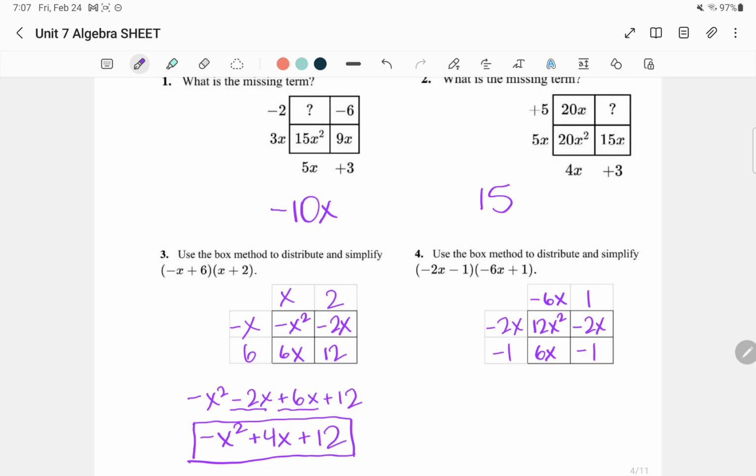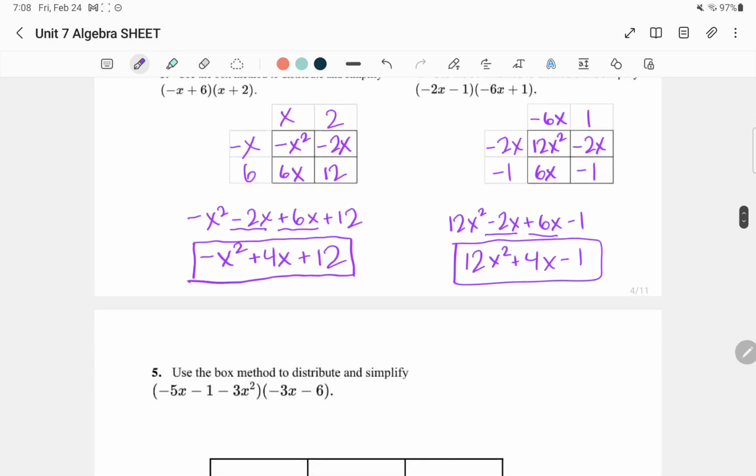So I just multiplied, and now I'm going to bring this down. So 12x squared minus 2x plus 6x minus 1. Our middle terms are the same as number 3. That's going to give me positive 4x. So I bring this down. 12x squared does not change. There's nothing to combine it with. Then I have positive 4x, and this minus 1 does not change. So this is my answer right here.